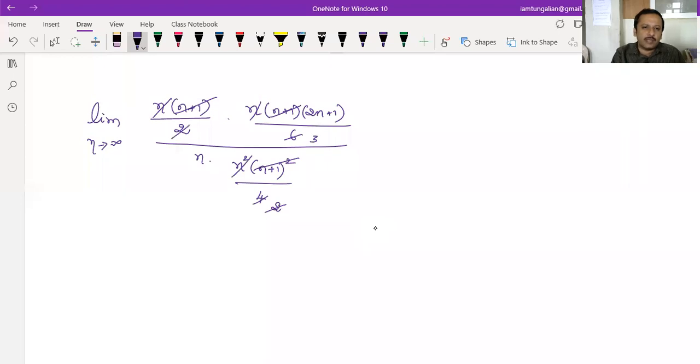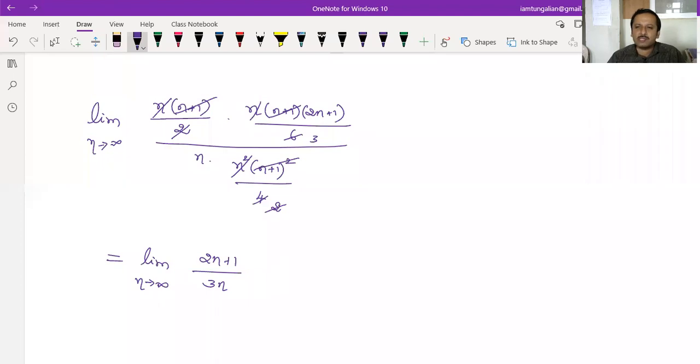So what will remain now? Limit n tends to infinity. In the numerator, 2n plus 1 is there. In the denominator, here 3 is there, here n is there. Together it will become 3n. Limit n tends to infinity, 2n plus 1 divided by 3n will remain.